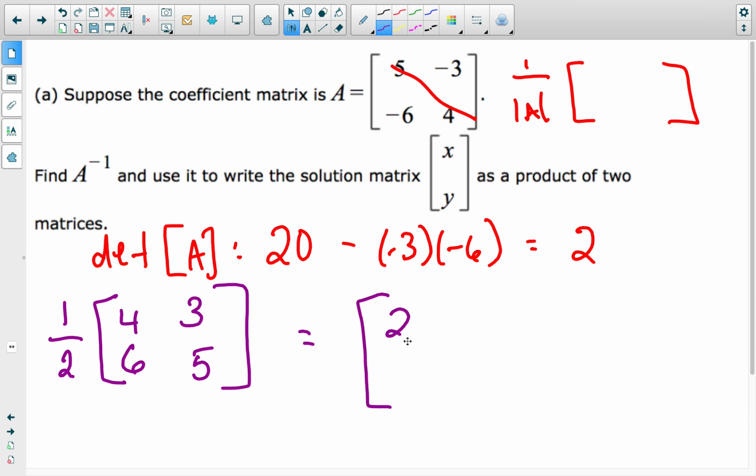And then now we're going to distribute this scalar multiplier. 1/2 times 4 gives us 2. 1/2 times 6 gives us 3. And then we end up with a couple fractions, 3/2 and 5/2. I know fractions are not our favorite, but that's what we're working with.